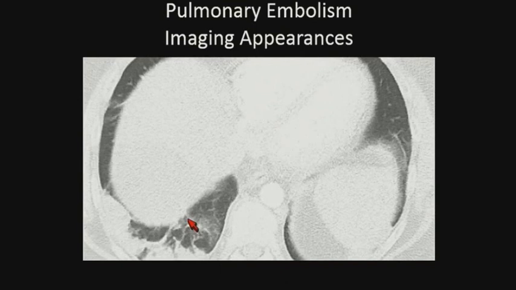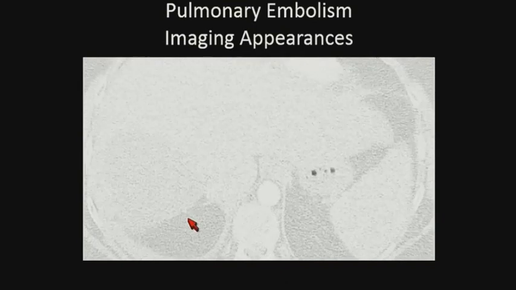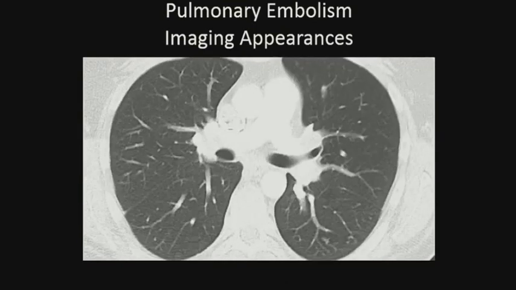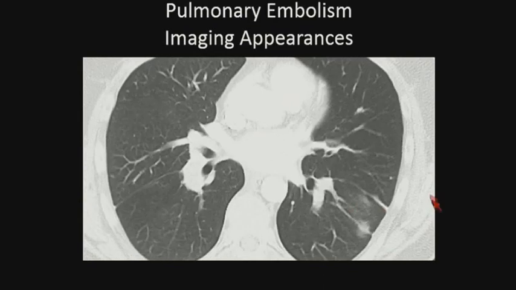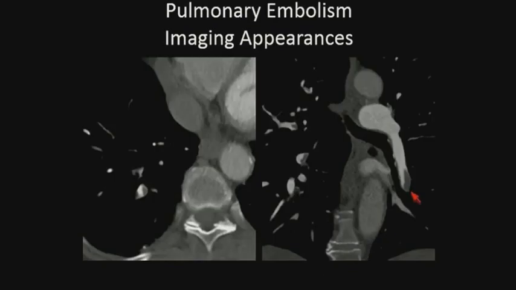On lung windows, peripheral wedge-shaped areas of hyperattenuation represent infarcts, and linear bands of atelectasis can also be seen, and these have both been demonstrated to be statistically significant ancillary findings in PE.